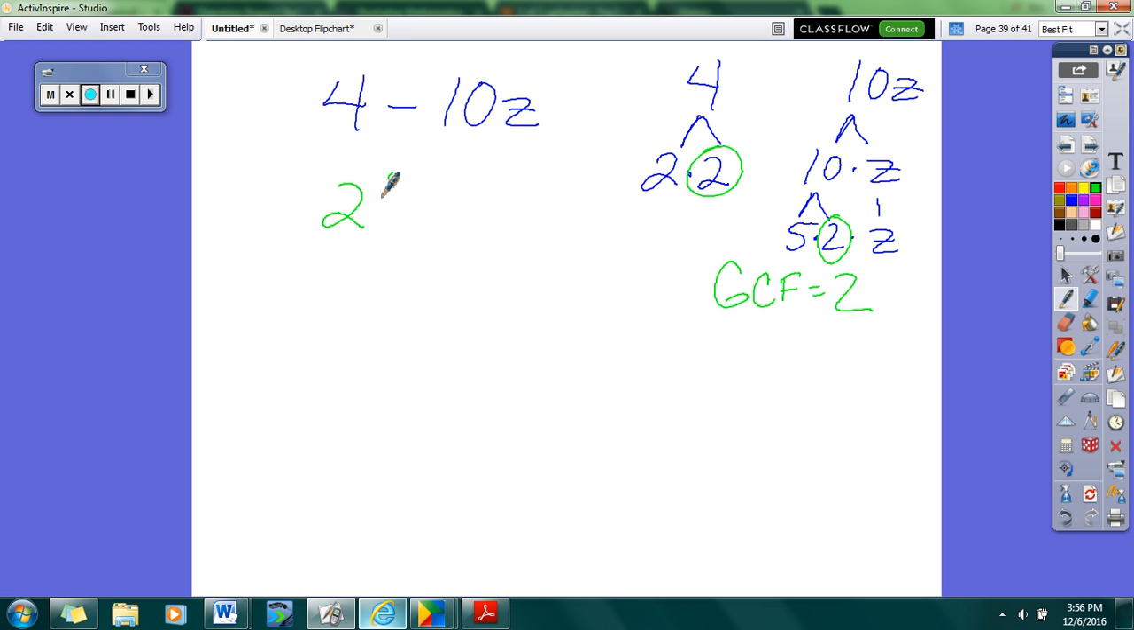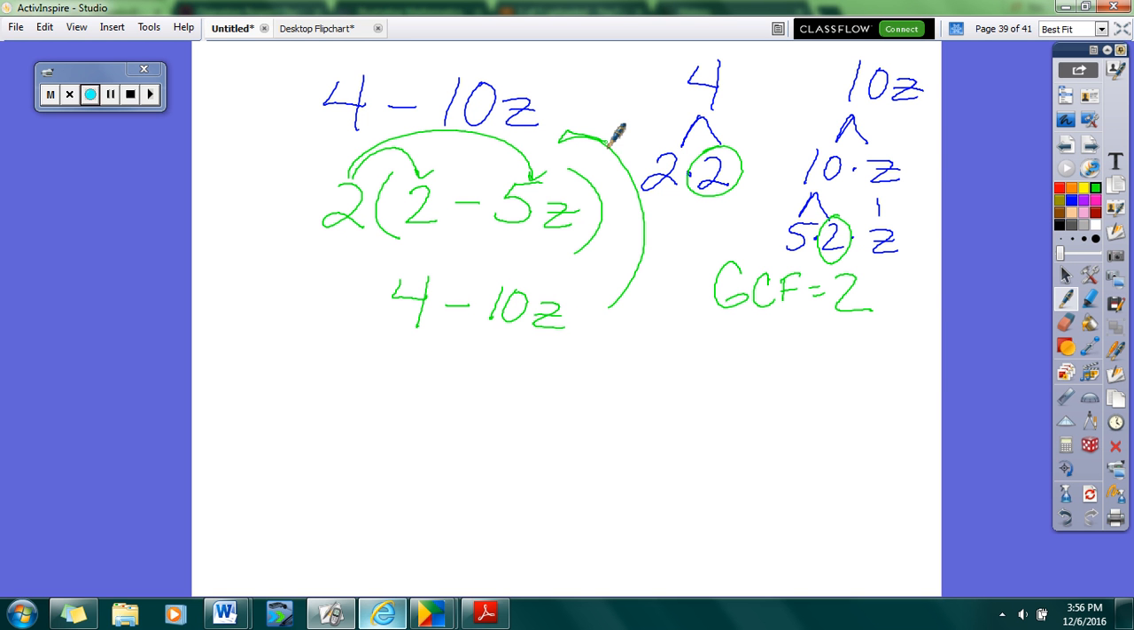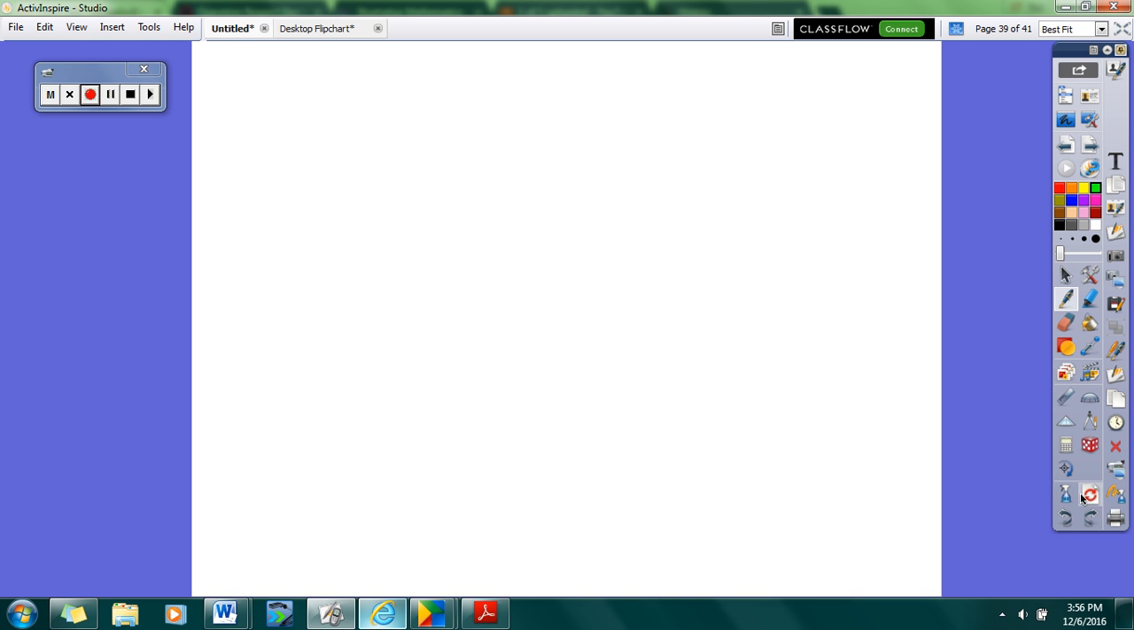Now, 2 times what is 4? 2 times 2. I'm going to bring down my negative sign. 2 times what is 10? It's 5. Bring down the z, and I'm left with 2 times the quantity 2 minus 5z. Again, one way to check it is 2 times 2 is 4, and 2 times 5z is 10z. So I'm back at the beginning. I know I got it. All right, in the next problem, I have 8f plus 6.